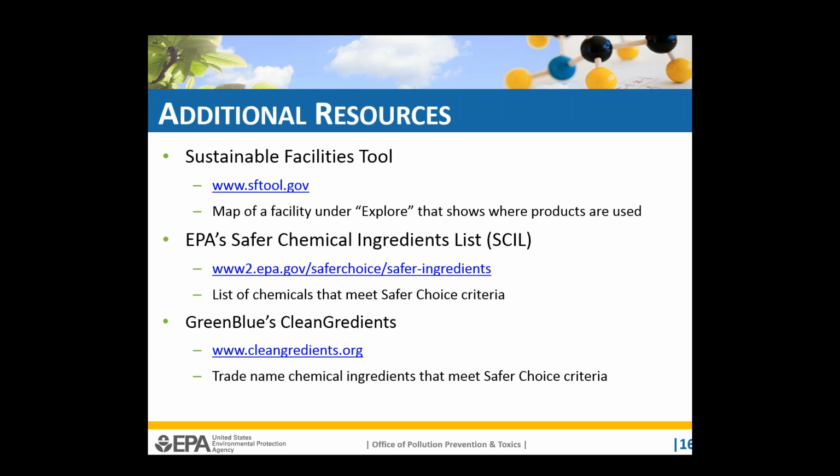We also have our safer chemical ingredients list. So for those of you who are really interested in nerding out on chemicals like me, there's the safer chemical ingredients list. This is our list. These are chemicals that we reviewed in the Safer Choice program, and they meet our criteria. And if you go to that website, you can click through and you'll see which chemicals meet our criteria and are acceptable for use in Safer Choice label products.